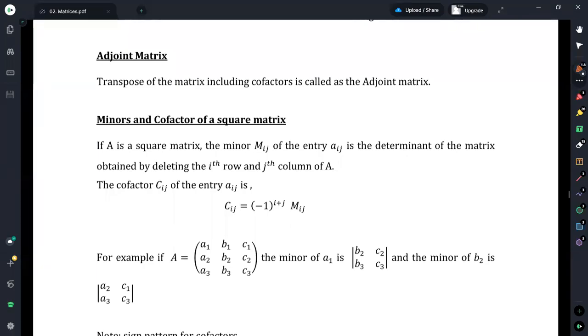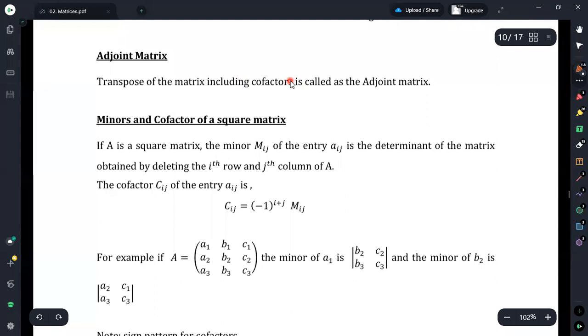In this session, first we will start the discussion of the adjoint matrix and how to obtain the adjoint matrix based on the minors and cofactors. First, we'll see what is actually meant by the adjoint matrix. The adjoint matrix is a matrix. We can obtain it by taking the transpose of the matrix including cofactors.